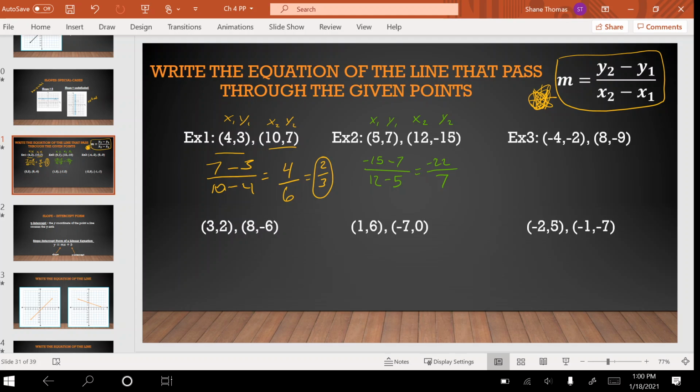7. Does that simplify at all? No. Leave it like that. I know it's an improper fraction. I don't care. As long as it's simplified, leave it as a fraction. Leave it improper. You don't have to make it a mixed number. Leave it just like that.